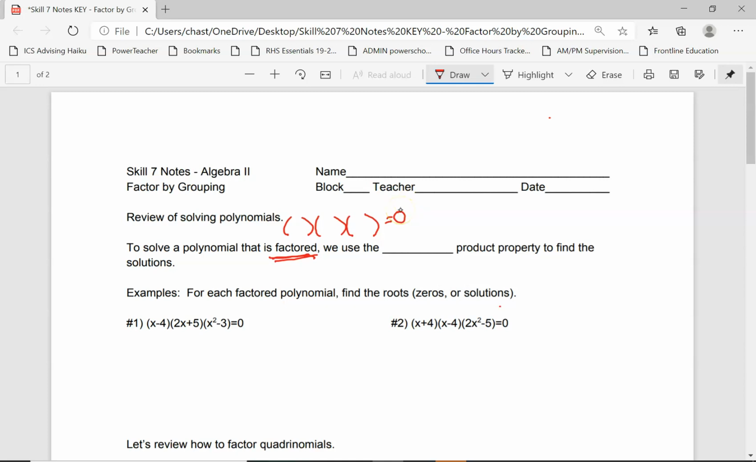When you see it in that format, that means we are factored, and we're going to use what's called the zero product property to find the solutions. What that's saying is when you take the product of many things and the product equals 0, that means each one of the factors could have been 0 in order to make that happen. So when we factor a polynomial, we want to find the x values that make each factor equal to 0.